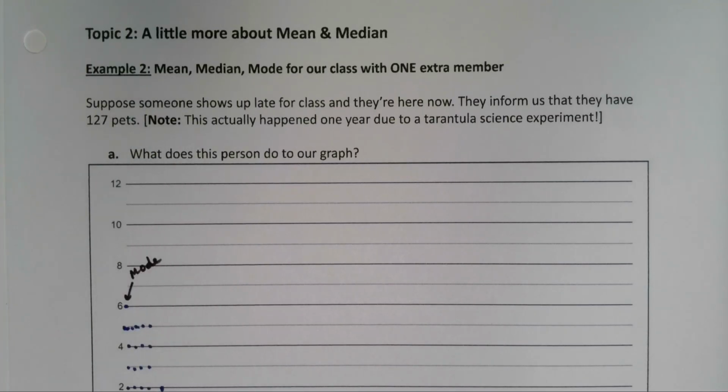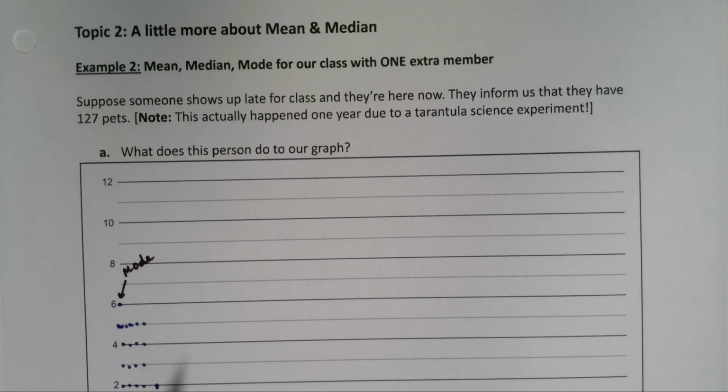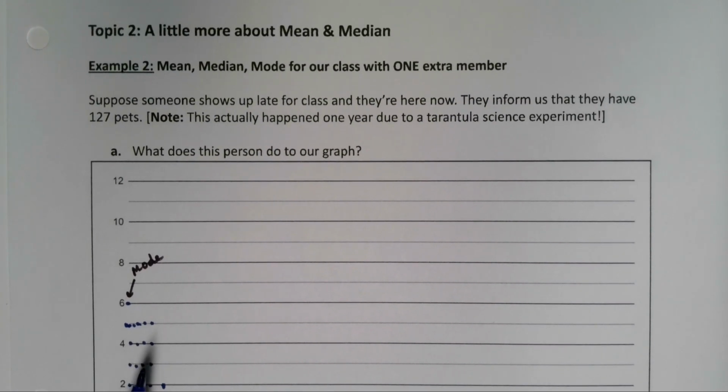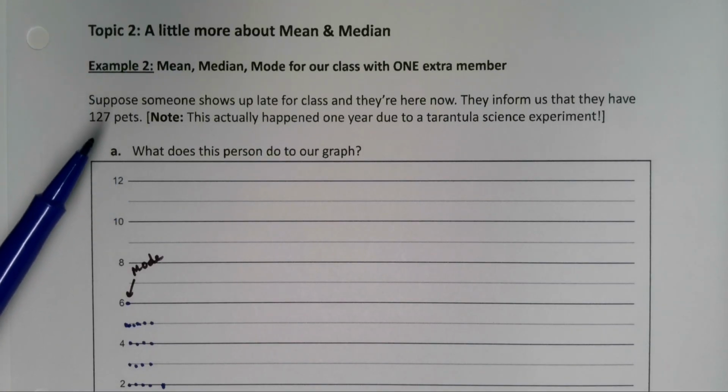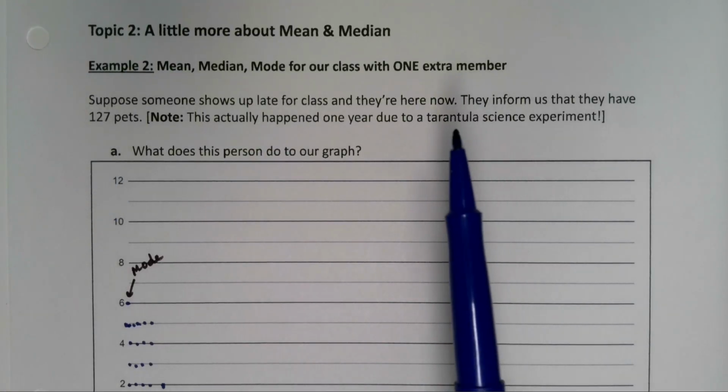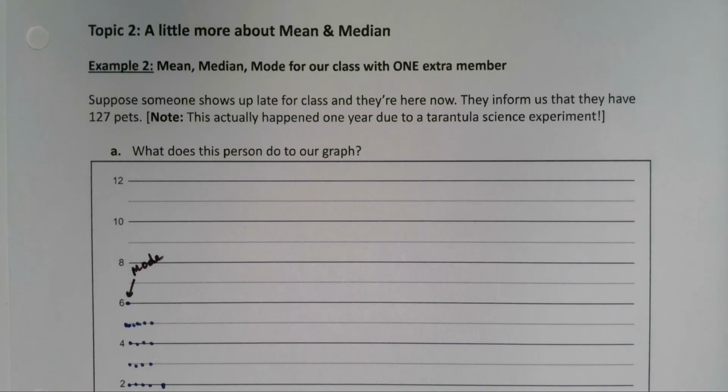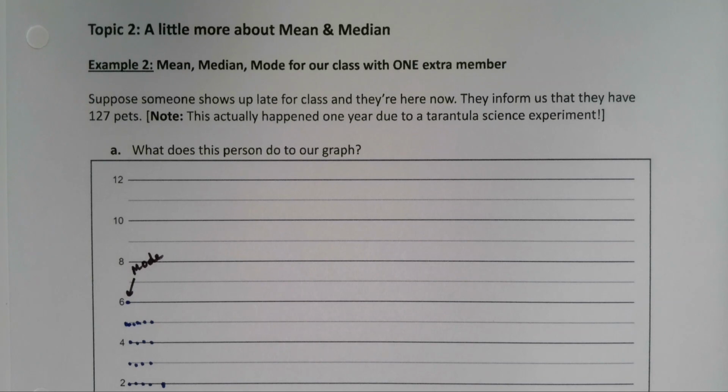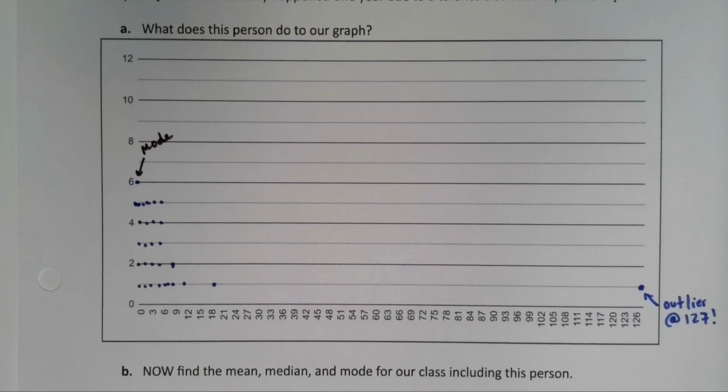And this actually happened. This class actually had a student that had 127 pets. It was 3 cats, and the remaining ones were tarantulas because they were involved in a science experiment. So they had a bunch of pet tarantulas. It was huge. All right. So what does this person do to our graph?